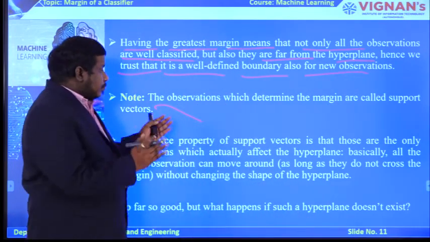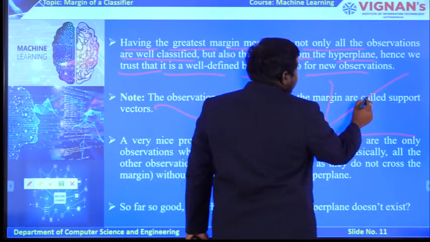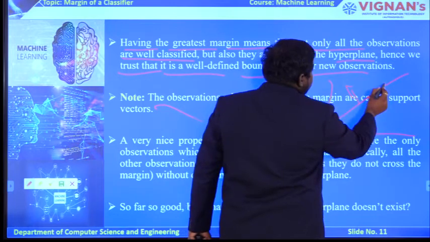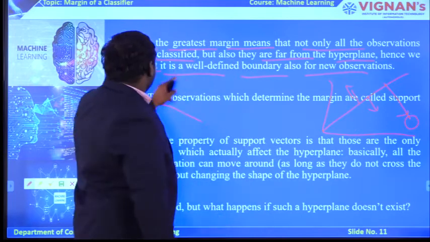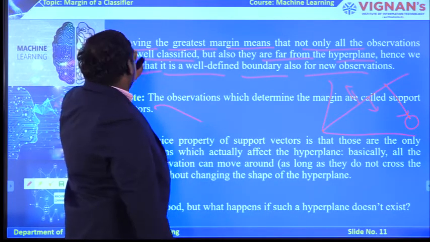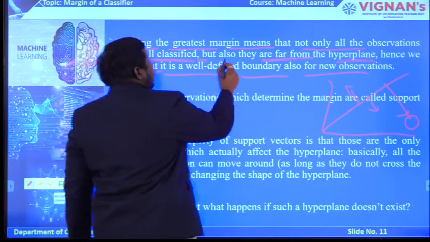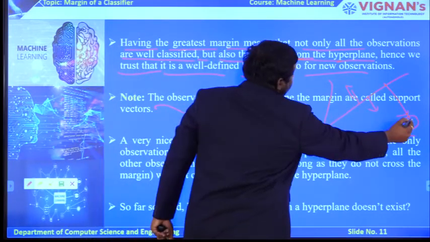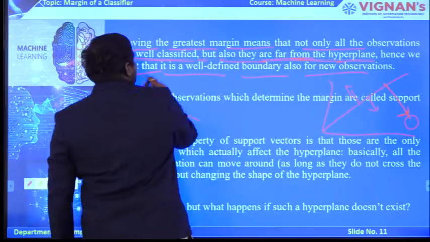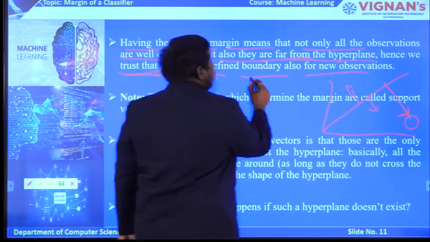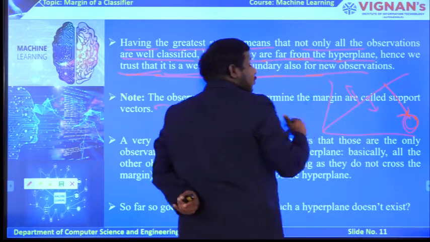The simple thing we can understand here is, this is the hyperplane you are taking. When you are calculating this distance between the variables, if the distance is more for a particular variable, then what does it say? Having the greatest margin means that not only are all the observations well classified, but they are all far from the hyperplane. So this variable is very far from the hyperplane. So what does it mean? Hence we trust that it is a well-defined boundary also for new observations. So we are keeping this as a boundary for future observations.